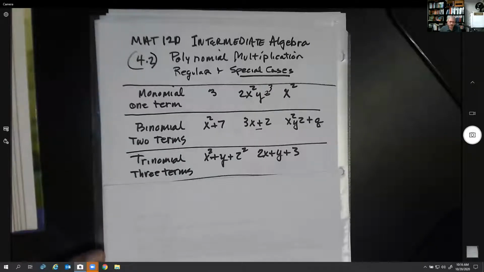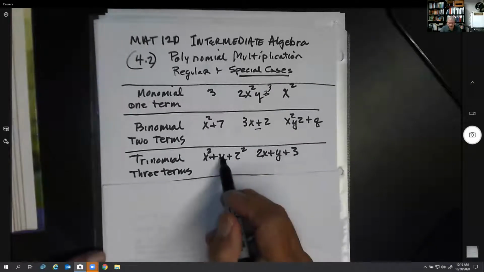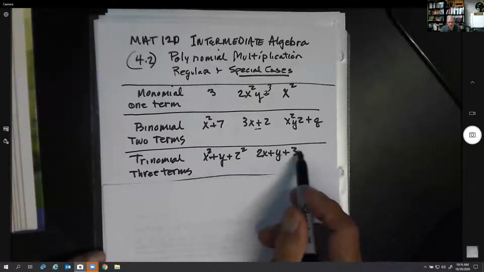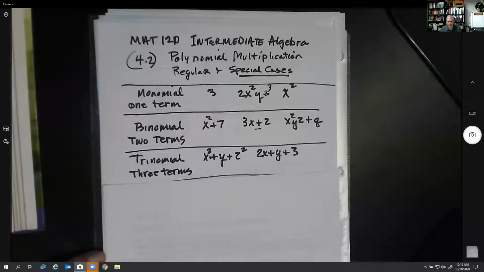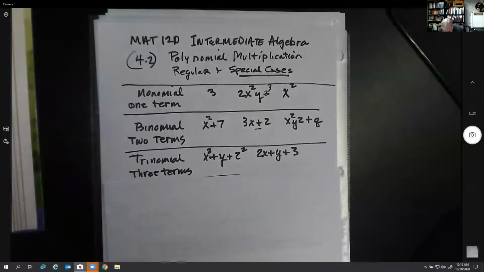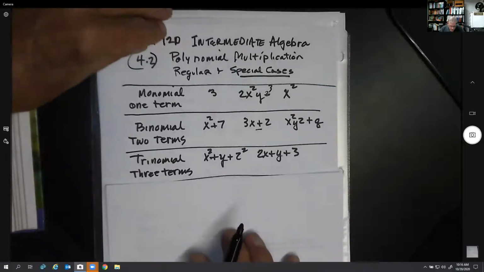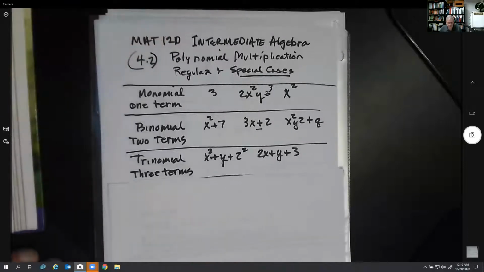Trinomial, three terms: 1, 2, 3. If it gets beyond trinomial, you could call it a quadnomial or something like that, but we usually just call it a polynomial.